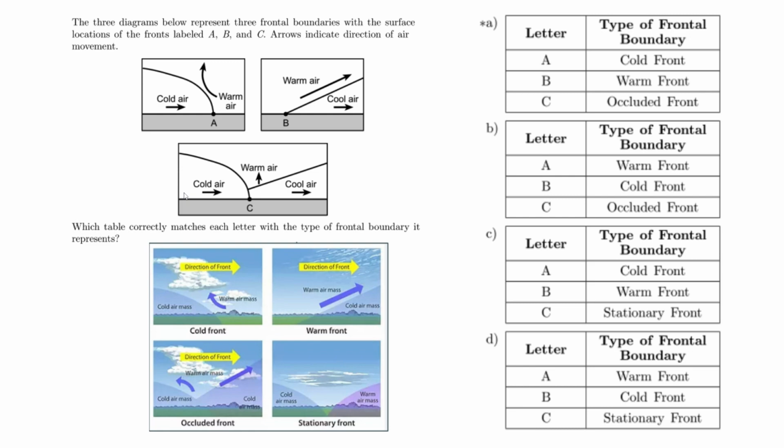Notice that on this side, the cool air is pushing the warm air up. We have a cold front on this side, and then the warm air is going towards the cool air and moving above. We have a warm front on this side. We have 2 different types of fronts, so it's an occluded front. And you can refer back to it over here in your notes.